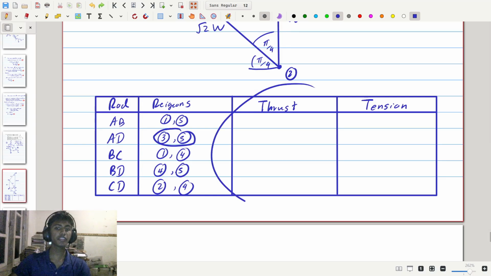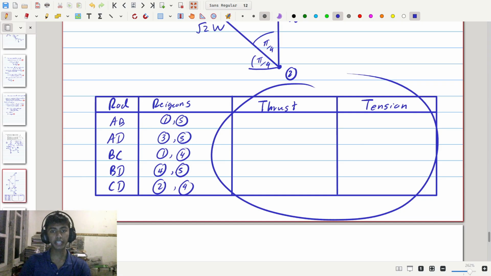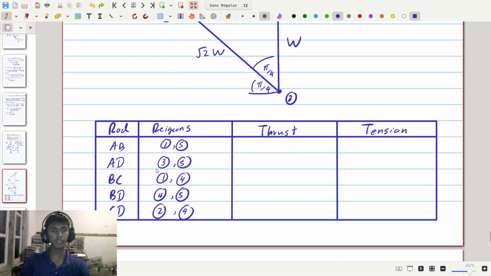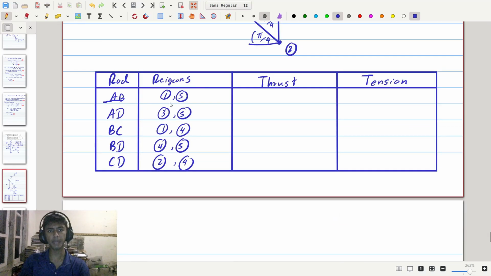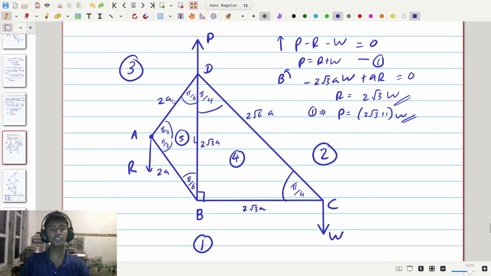Now, as for whether it's a thrust or a tension, what we need to do is to go up and consider the direction of the forces. So if we take an example, let's say AB. For AB, the regions are 1 and 5. So going up, if we consider 1 and 5 and the rod AB, let's say we take the point A. So for the point A, considering the regions 1 and 5, for the rod AB, since we drew the diagram taking forces in the anticlockwise direction, here as well, we need to take forces in the anticlockwise direction.